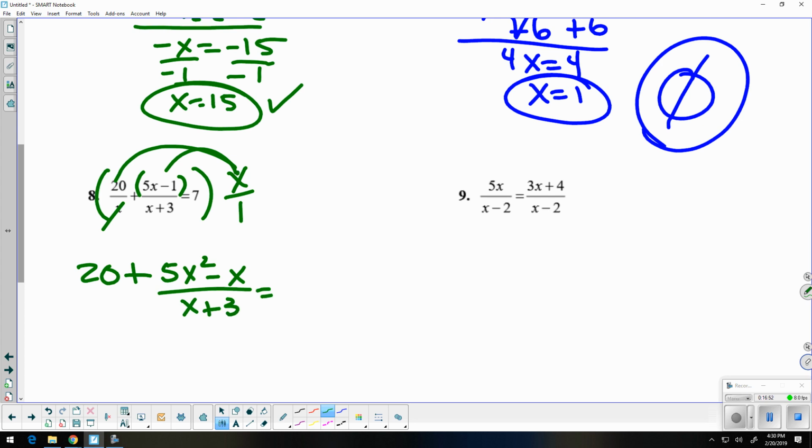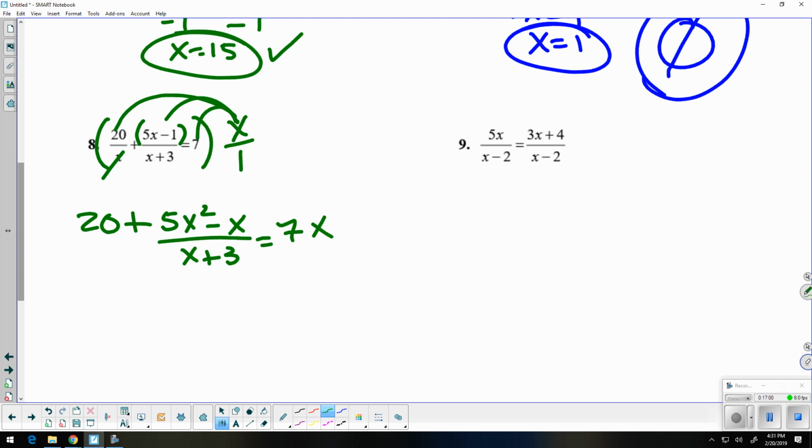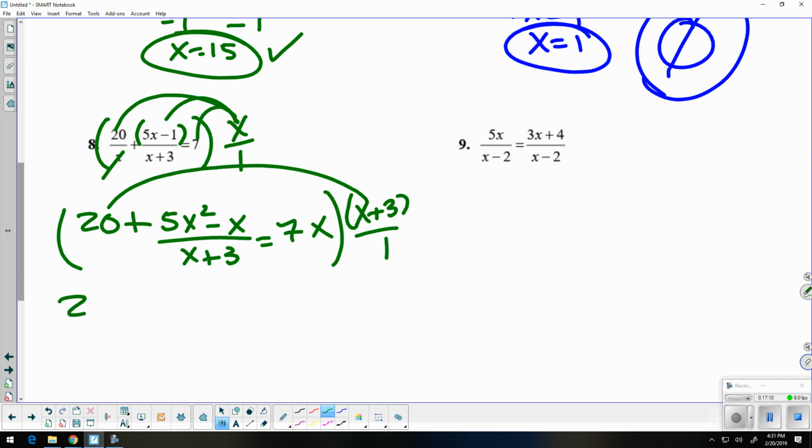And that'd be equal to, carried over to the last one, 7x. Okay. Now I'm going to go through and get rid of the x plus 3. So I'm going to multiply everything through by x plus 3 over 1, so get rid of my second denominator. So going all the way across, 20 times x plus 3 would be 20x plus 60.